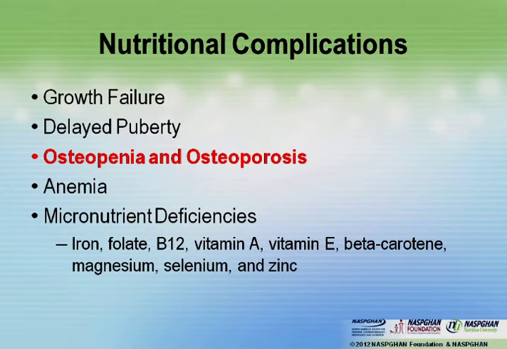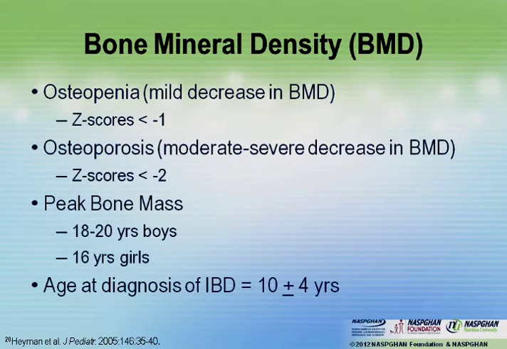So what about bone mineral density in these patients? You can define osteopenia, or a mild decrease in bone mineral density, if those patients have Z-scores of less than -1. You don't really see osteoporosis, quote unquote, in the pediatric population, but you can probably refer to it more as a moderate to severe decrease in bone mineral density. And that's defined as a Z-score less than -2. The peak bone mass in boys is 18 to 20 years, and in girls is 16 years.